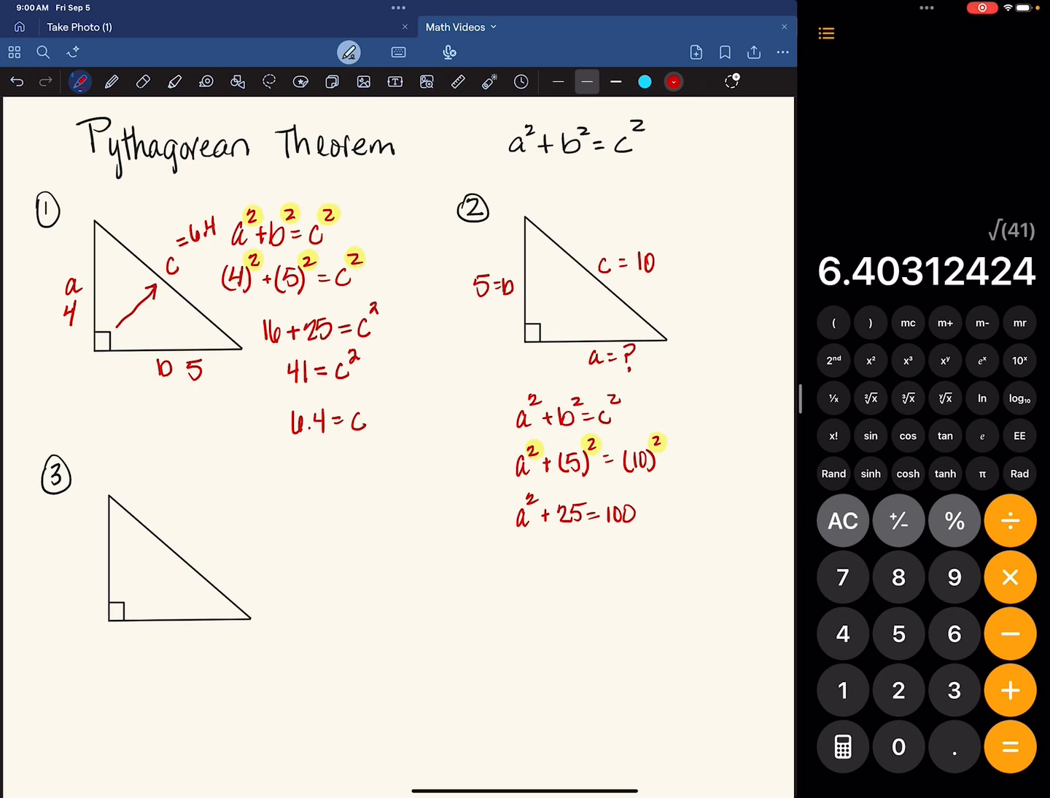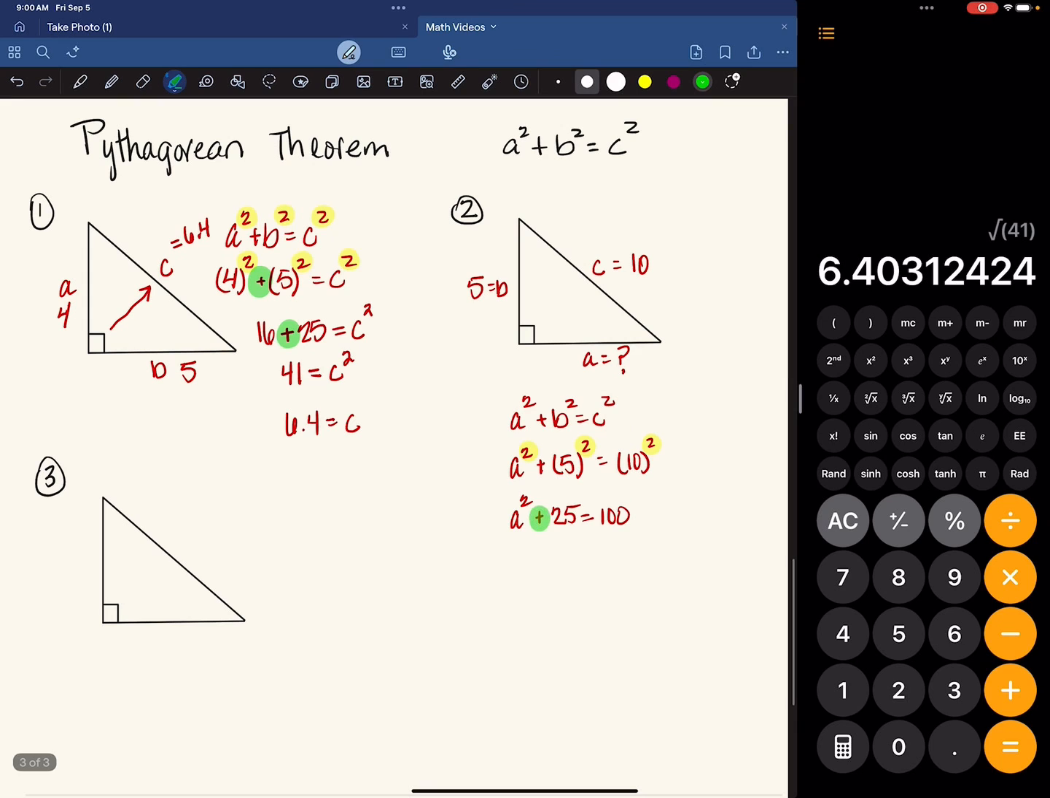All right, now I want you to notice something. In the first problem, over here on number 1, right here there was a plus sign, so we added 16 and 25 on problem number 1. Now I want you to look over here at problem number 2. I do have my plus sign. However, I don't have anything to add to 25 because I don't have an a squared. So this is where number 2 is a little different from number 1.